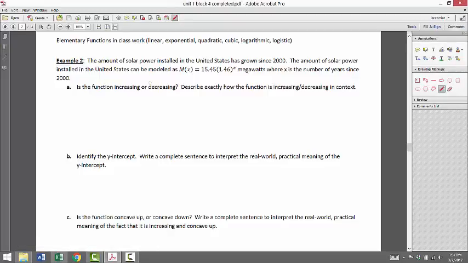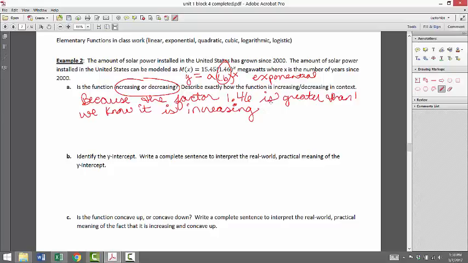So first it asks, is the function increasing or decreasing? I notice that this has the form y equals a times b to the x power. It is an exponential function. Since the factor b, the base of that exponential, is greater than 1, we know that this is an increasing exponential function. Now we can get more specific about exactly how it's increasing.